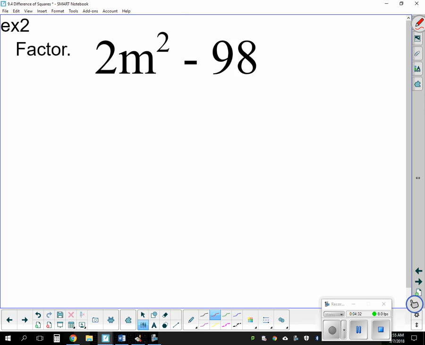Another one. Now, before you jump ahead and start trying to factor this as a difference of squares, rewind. What's the first thing you should be doing? Is there a GCF in both terms? Yeah, they're both divisible by 2. So if I take 2 out, I have m squared left here. And if I take it out of here, remember you're really doing division, so that would be 49.